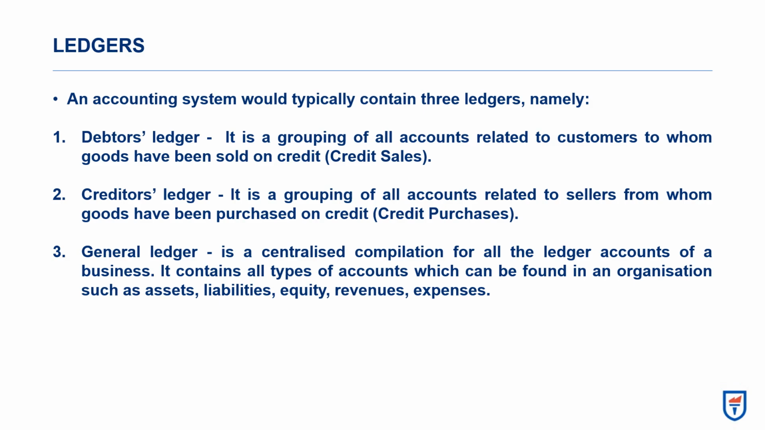Then we have the general ledger, which is a centralized compilation of all the ledger accounts in the business. It consists of all the elements of financial statements, which are assets, liabilities, equity, income, and expenses. Whatever account is affected can be recorded in the general ledger.